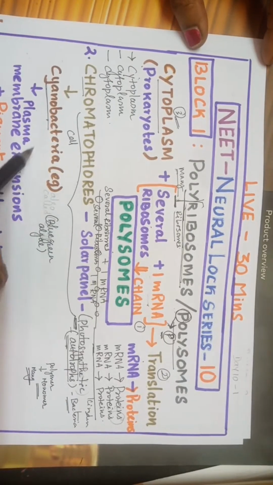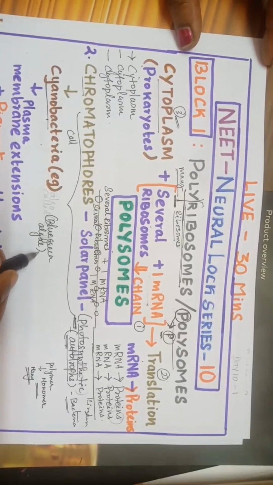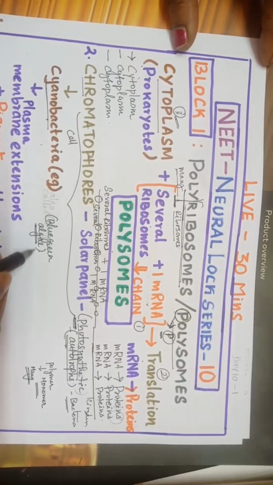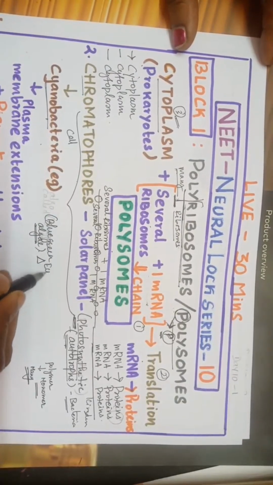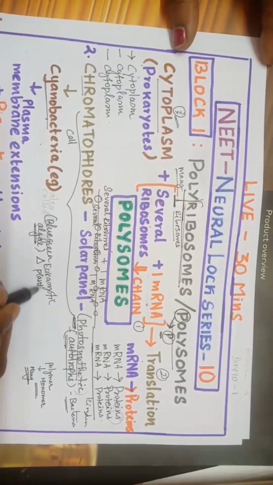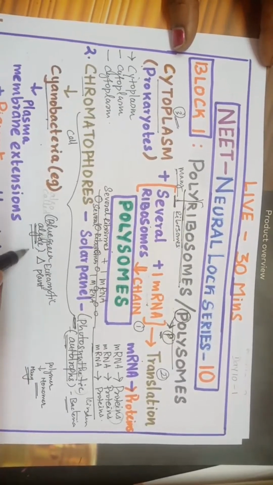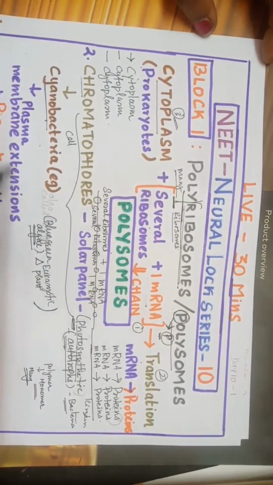Next, chromatophores are seen in cyanobacteria. Cyanobacteria is also called blue-green algae. I told you one trap related to this: this is not an algae, not a eukaryotic plant. This is a prokaryotic bacteria. We already saw this. If you are able to remember, type S in the comment section.